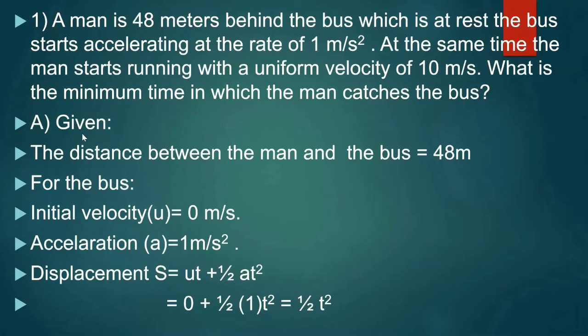For any problem, we'll write what is given first in the question. The distance between the man and the bus is 48 meters. For the bus, the initial velocity is 0 meter per second, since the bus is at rest, and the acceleration of the bus is 1 meter per second square. We know the displacement formula, s is equal to ut plus half at square. Since initial velocity is 0, we substitute 0. 0 into t is 0 plus half into acceleration 1 meter per second square into t square, which is equal to half t square.